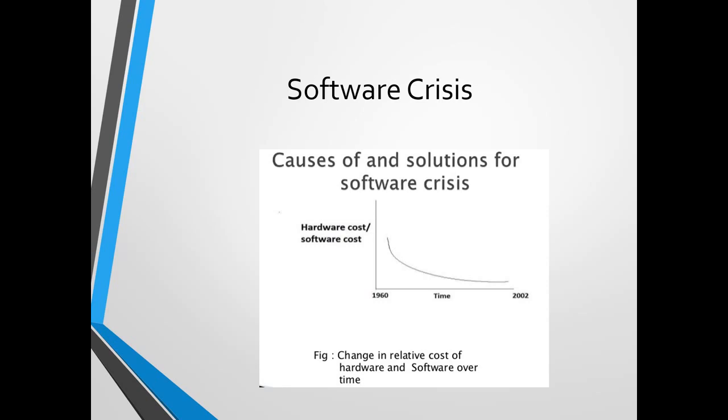Now we will discuss software crisis. At first we should know what the present software crisis is, what its symptoms are, why this crisis occurred, and what the solutions to this crisis are. To understand this, we should follow this diagram, the causes of and solutions for software crisis. Actually there is a change in the relative cost of hardware and software over time. This is one of the reasons for the software crisis.